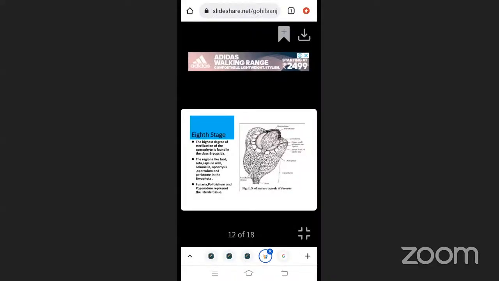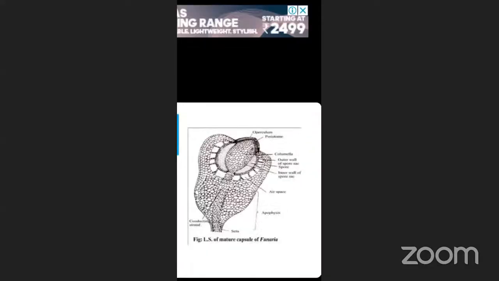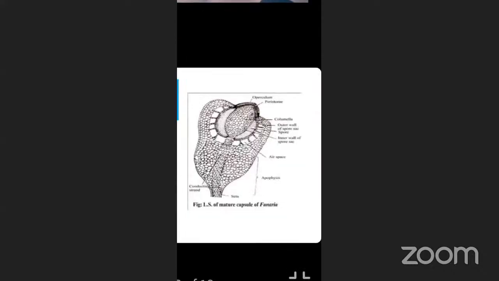Yes, sir. Next, coming to Funaria. In the Funaria sporophyte, the major part remains sterile and forms the foot and seta. This is the total foot and seta. The apophysis is also there, and the apophysis is involved in photosynthesis. This one is the apophysis.